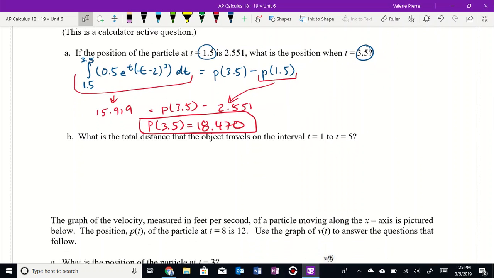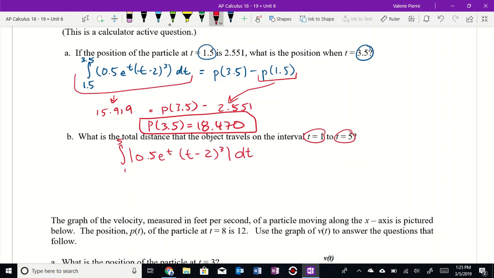Okay. Part B, we want to know what the total distance the object travels on the interval from 1 to 5. So we have our limits of integration. We want 1 to 5. Total distance means we need the absolute value of our function, 0.5 e to the t times (t minus 2) cubed dt. And since this is a calculator problem, just plug this into the calculator and figure out what your answer will be.